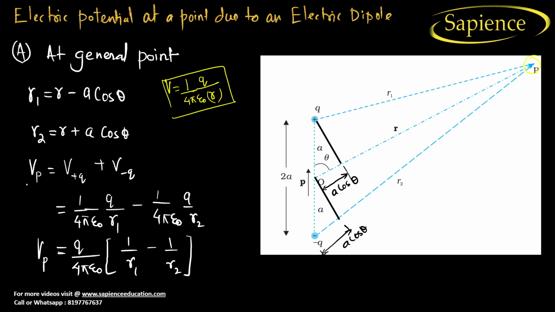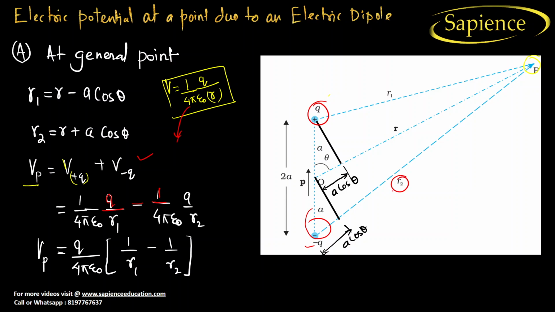So the total potential at a point P is equal to the potential due to charge plus Q, that is this charge, and the potential due to minus Q. So we will use the general formula, the same formula. The potential due to the plus charge is equal to 1 by 4 pi epsilon naught into charge Q divided by R1, minus. Why am I putting minus? Because it is a negative charge, so we have to put a negative sign. So this will be again 1 by 4 pi epsilon naught into Q by R2.